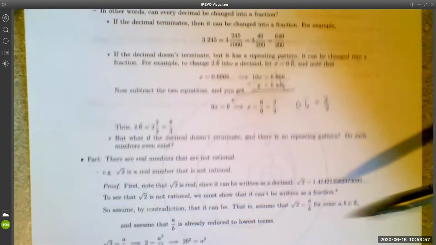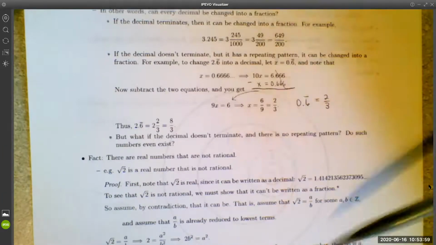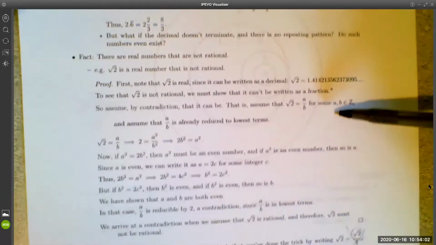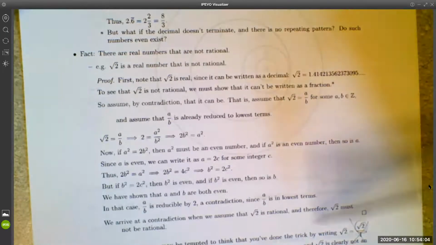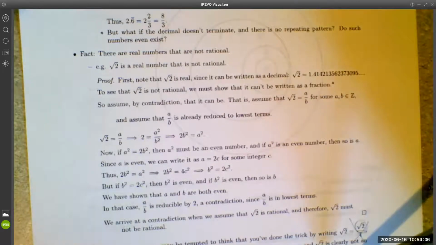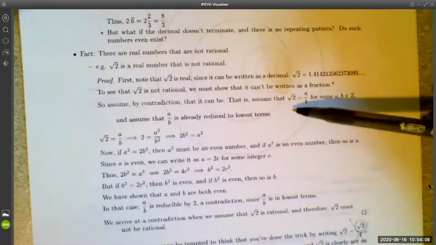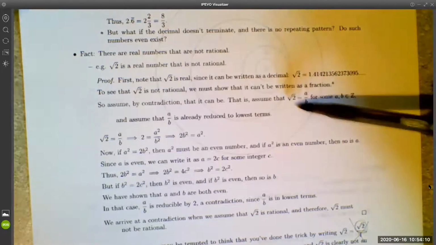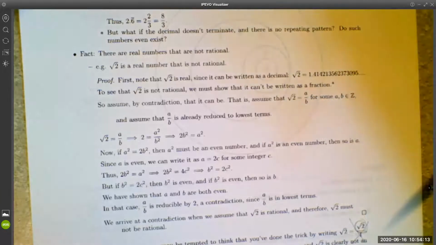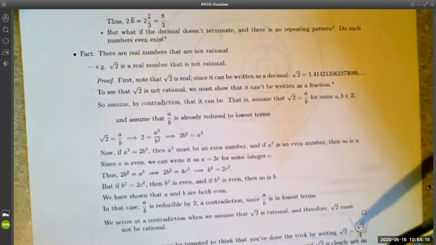I'm not going to read the proof to you, but it would be worthwhile for you to go through it and try to understand the reasoning to convince yourself that in fact, yeah, this can't be done. You can't rewrite square root of 2 as a ratio of two whole numbers.